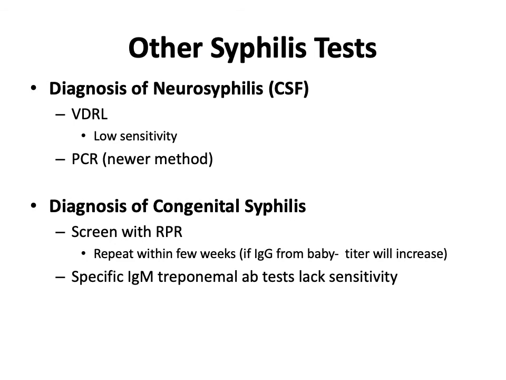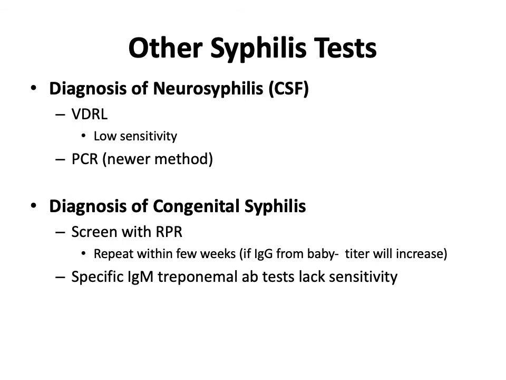The usual protocol is to screen babies of mothers in high-risk areas or with suspected medical histories at birth. Babies are screened at birth with a non-treponemal test, such as the RPR, and if positive, a titer is performed and repeated within a few weeks. If the antibodies are from the baby, the titer will increase, indicating active infection in the infant.